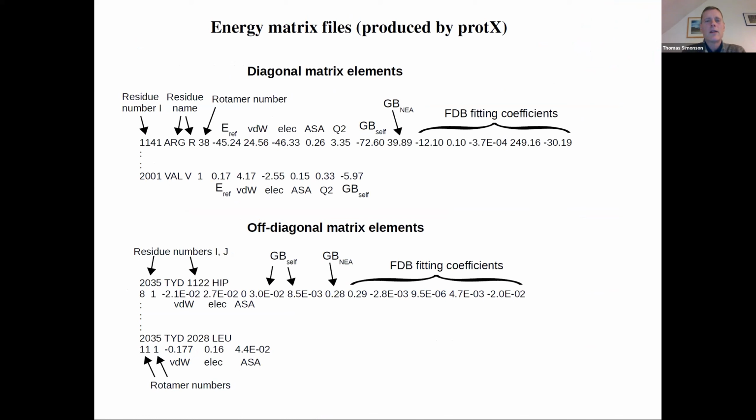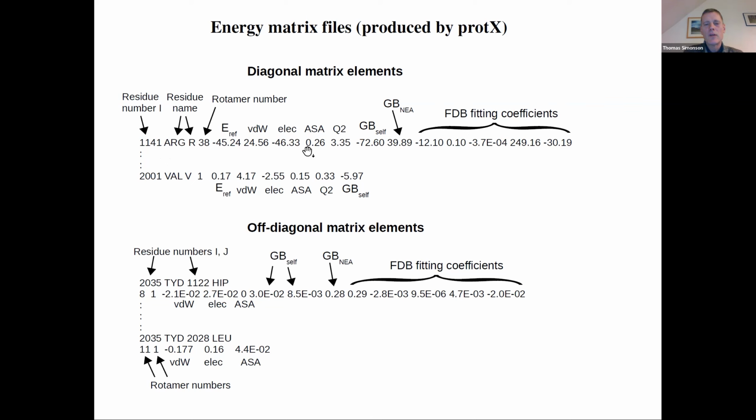A quick look at what this energy matrix looks like. So the diagonal part, you basically have an amino acid position, and you have one line here for a particular type and a particular rotamer. So this amino acid position could have 10 or 100 or 200 lines associated with it, going through the different types and the different rotamers.